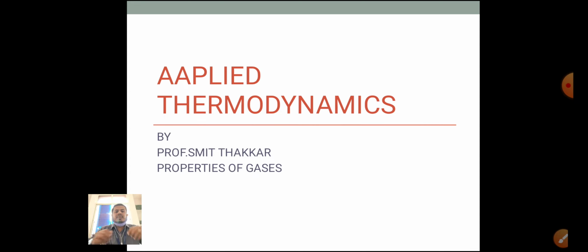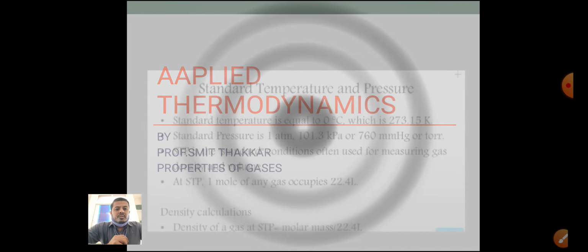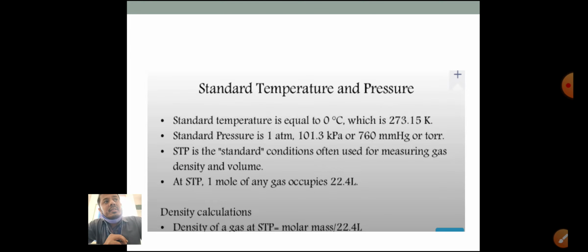As previously we have discussed the syllabus of applied thermodynamics, today we are going to start chapter number 1 as per the syllabus, properties of gases. Today we are going to discuss some gas laws and their behavior, for example, Boyle's law, Charles' law, Gay-Lussac's law, Avogadro's law, etc. Afterwards we are going to derive the ideal gas equation from these different gas laws. For that, first we are going to cover some fundamental things.